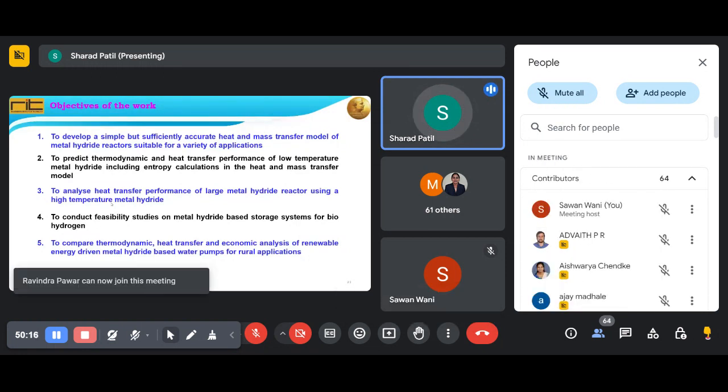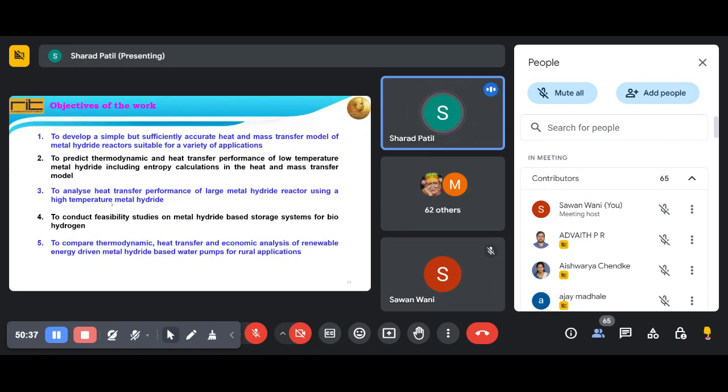And then compare the thermodynamic, heat transfer, and economic analysis of this renewable energy driven metal hydride pumping system for rural applications. So I would compare this thermodynamic model, heat transfer model, and economic analysis model, with application as water pumping for rural areas, with the existing models which are available in the market.